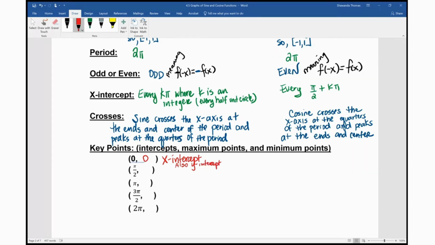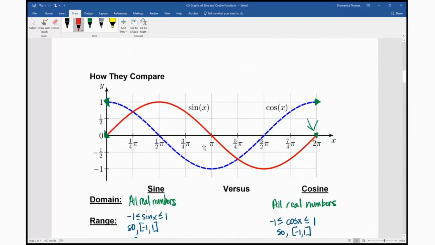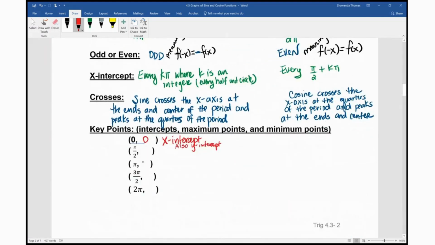All right, give me another x-intercept for sine. Pi, 0. Give me another one. 2 pi, 0. All right, notice those were my ends and my center.